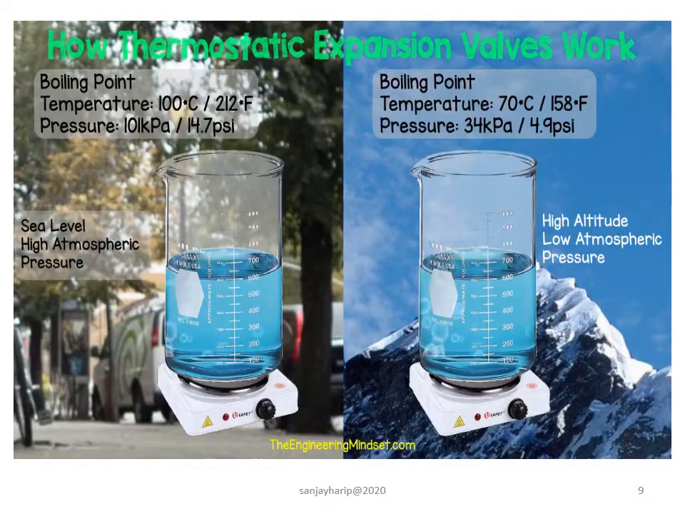For example, we're used to water boiling at around 100 degrees Celsius, 212 degrees Fahrenheit. That's because most of us live near sea level, so the air around us is compressed by all the weight of the atmosphere above us. However, if we went higher into the atmosphere, say to the top of Mount Everest, then we would find that the water boils at only 70 degrees Celsius, 158 degrees Fahrenheit.